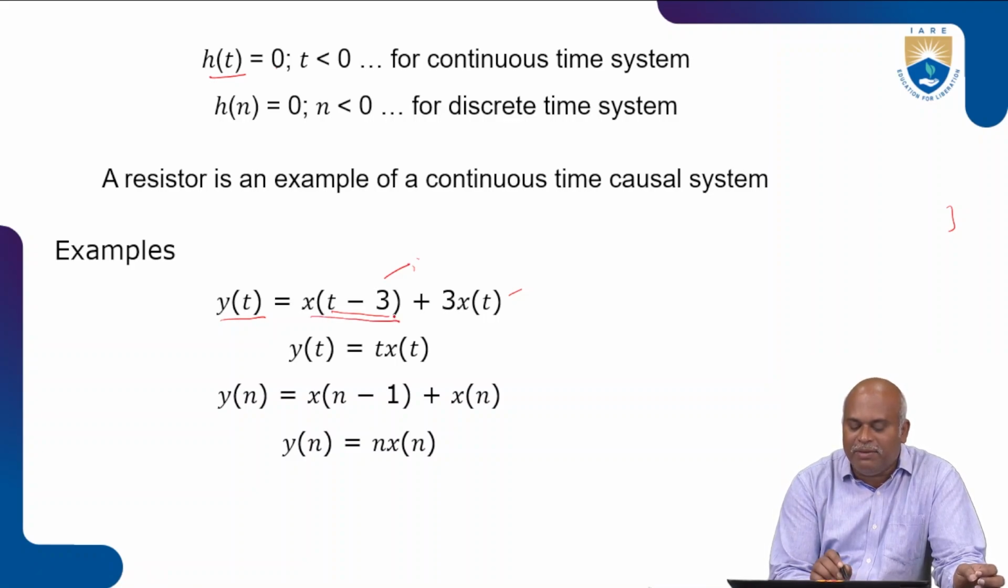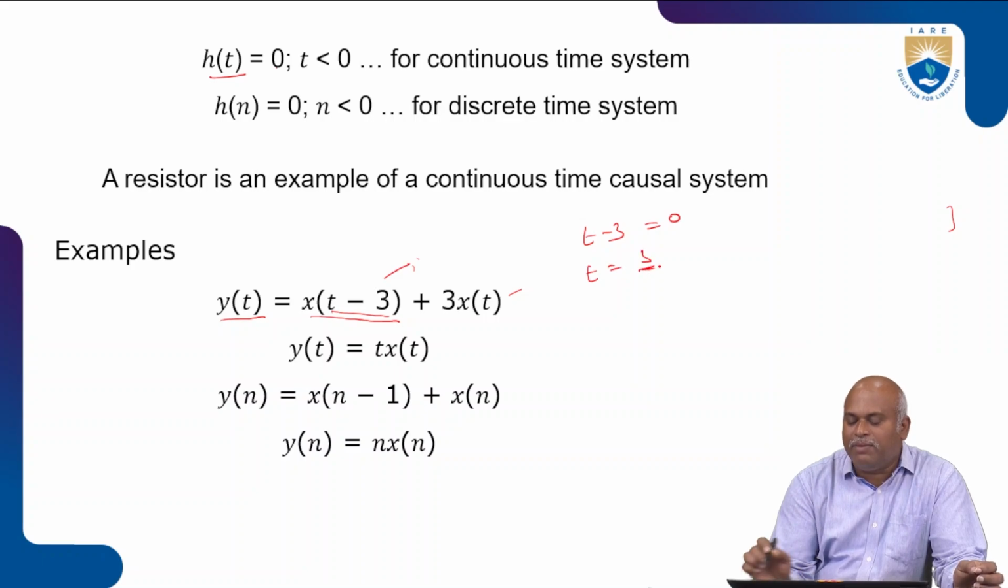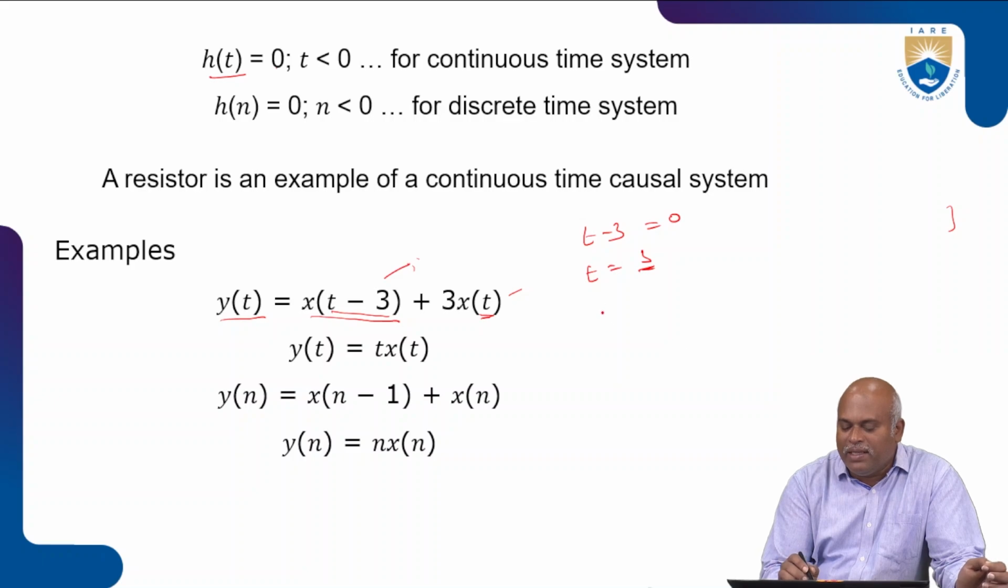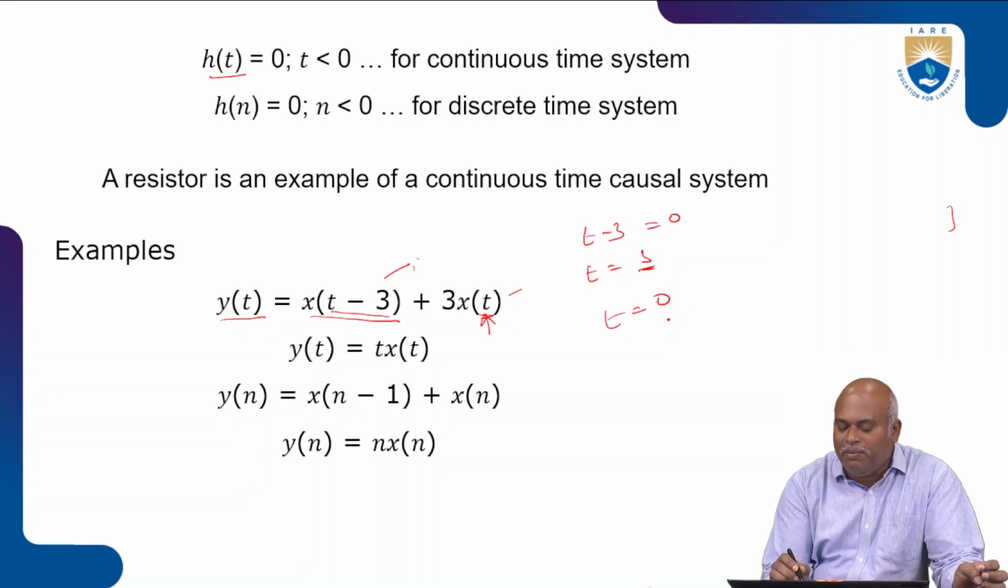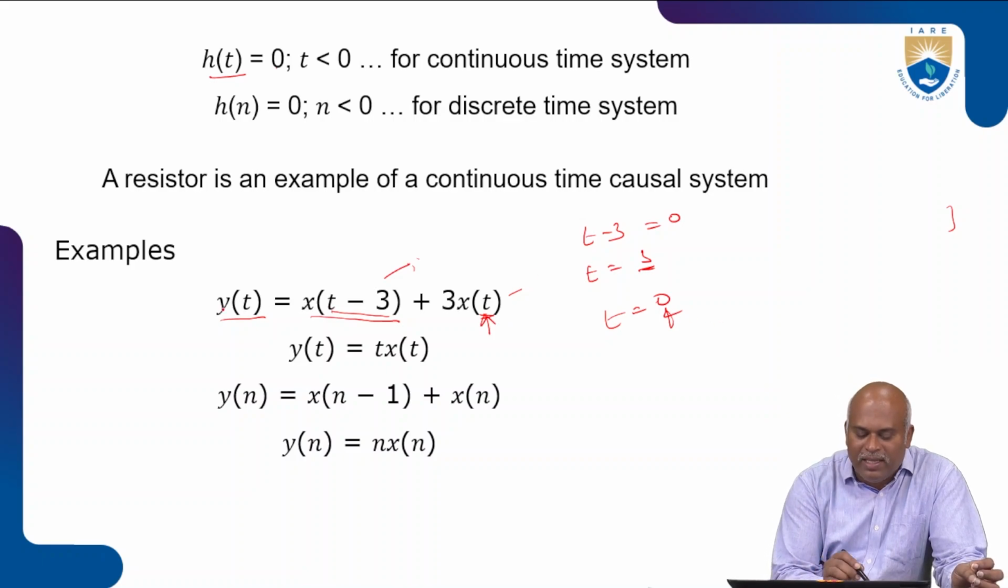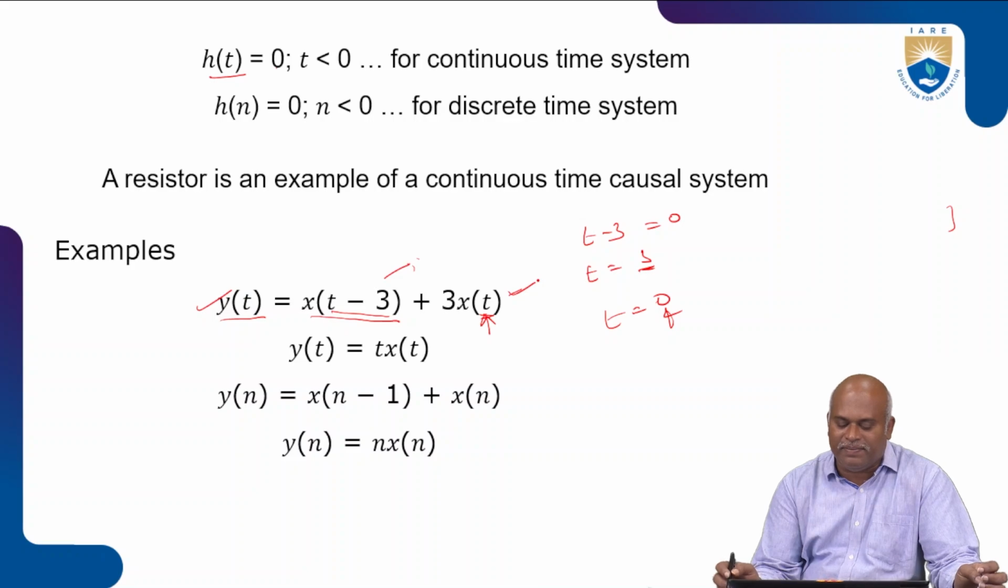Here t minus 3 is called the past value, because t minus 3 equal to 0 gives t equal to 3, and we get a positive value here. And this one, t, is represented as 0, because this is the present value. So that's why this system output y of t is represented as a causal system.